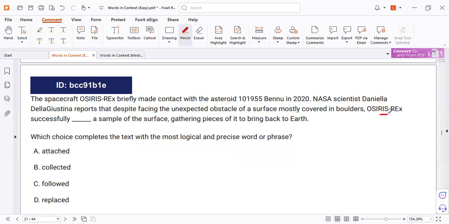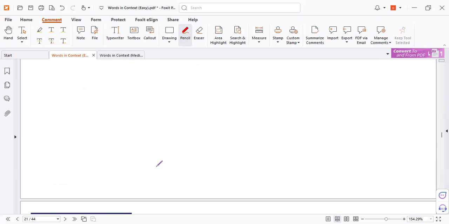He said, this one did what to the sample? Collected successfully. Exactly. Yes, as he mentioned, gathering pieces. So he collected the sample, not followed, replaced. Look, the spacecraft, what did it do to the sample? Connected, not attached, of course. How is the sample attached to the surface? Or if it's attached to what? That's why B is correct. Come on, try again.